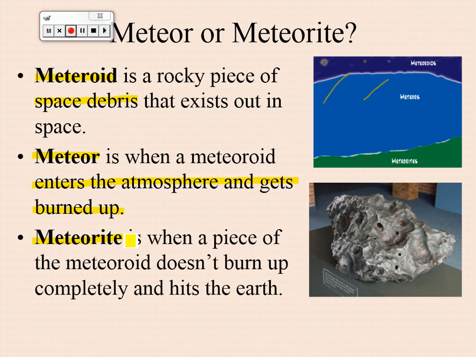A meteorite is when it hits the earth. So it can be the size of a piece of rice, but that's a meteorite because it hits the earth. If it actually touches the ground, it's a meteorite.